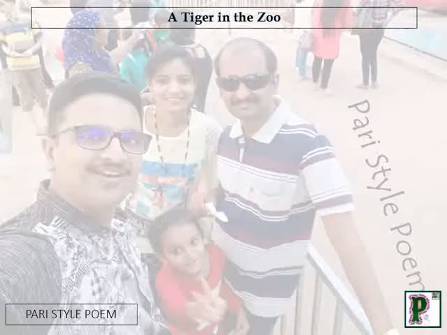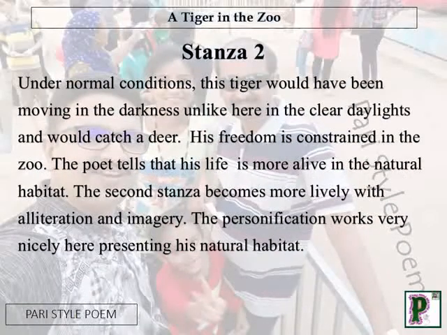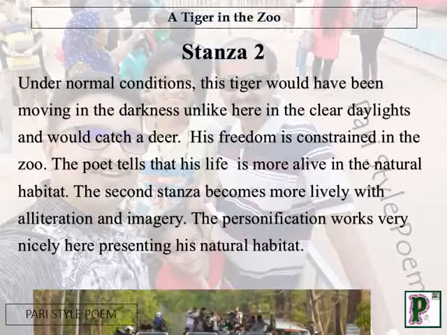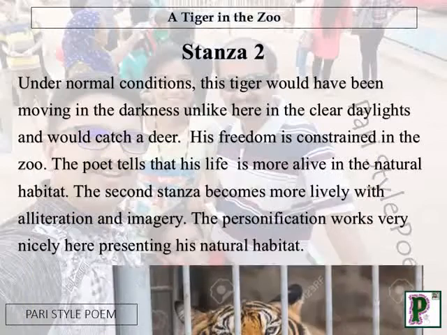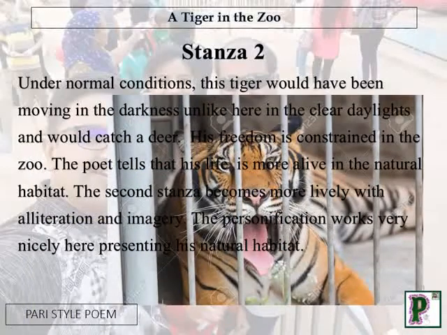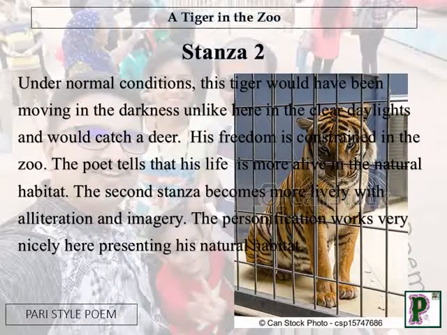Under normal conditions, this tiger would have been moving in the darkness, unlike here in the clear daylight, and would catch a deer. His freedom is constrained in the zoo. The poet tells that his life is more alive in the natural habitat. The second stanza becomes more lively with alliteration and imagery. The personification works very nicely here, presenting his natural habitat.